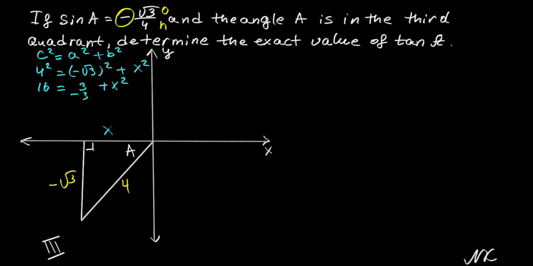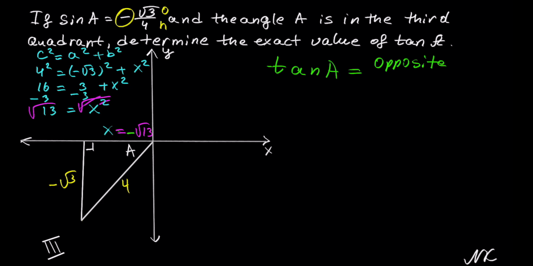Minus 3 on both sides, and we get that 13 is equal to x to the second, and to solve for x we need to take a square root on both sides, so x is equal to radical 13, and we need to remember that x values are negative in the third quadrant, so x is equal to negative radical 13. Now we can calculate tangent of A, which is the ratio of opposite side to angle A divided by adjacent side to angle A.